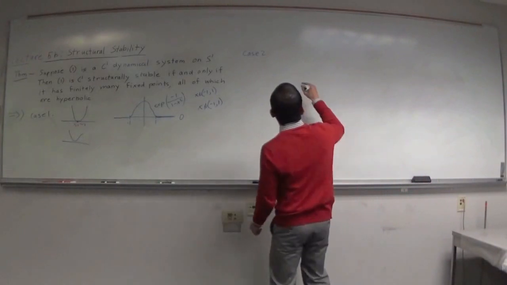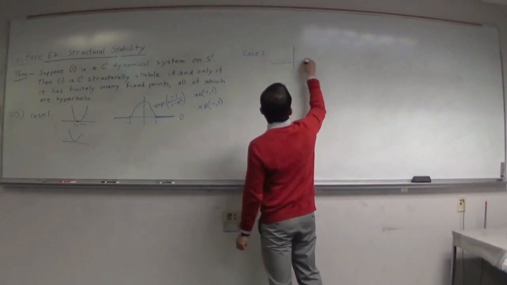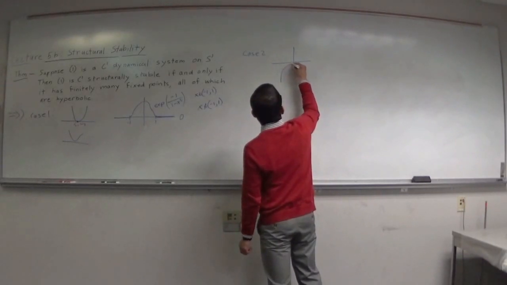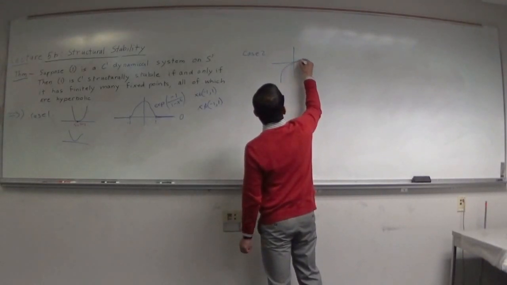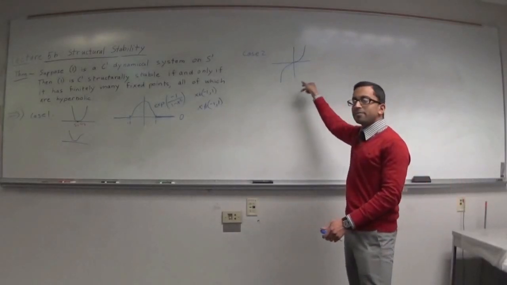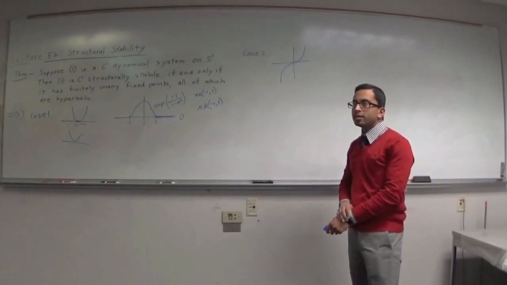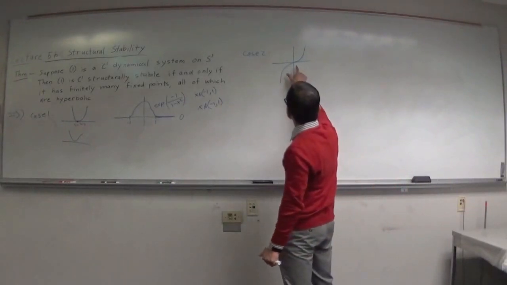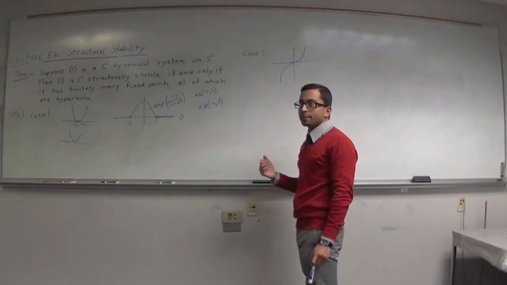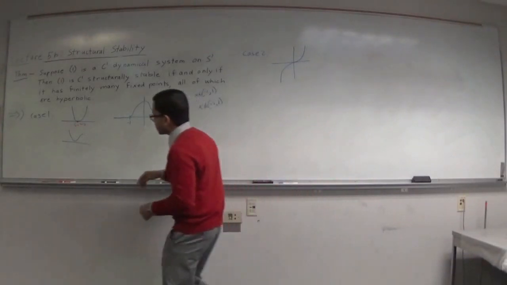So the second case is going to be this. So let's say we have something like this. So this is tangent over here, but it's tangent that way. So we can't just use a bump function to remove that. So let's use, say, 2 bump functions to add a fixed point. Or we're going to add 2 fixed points.